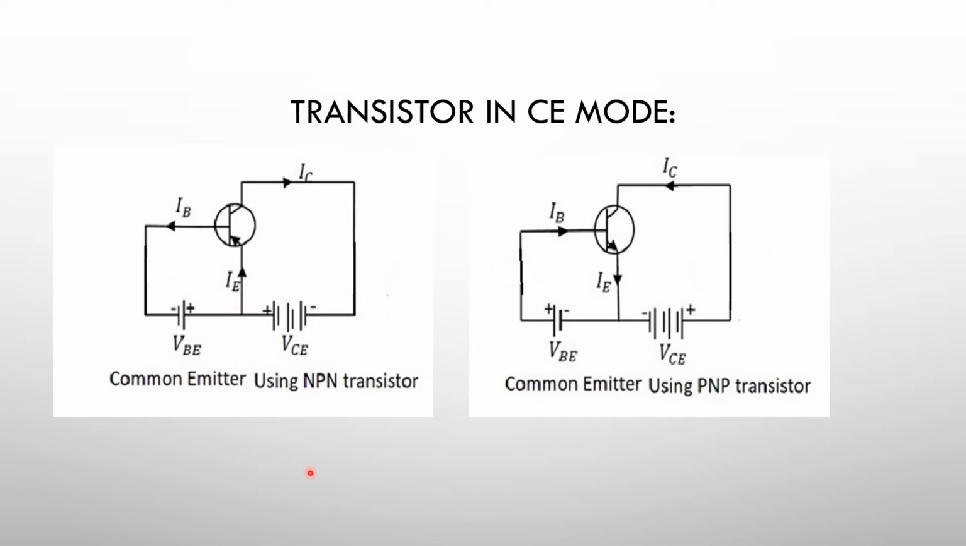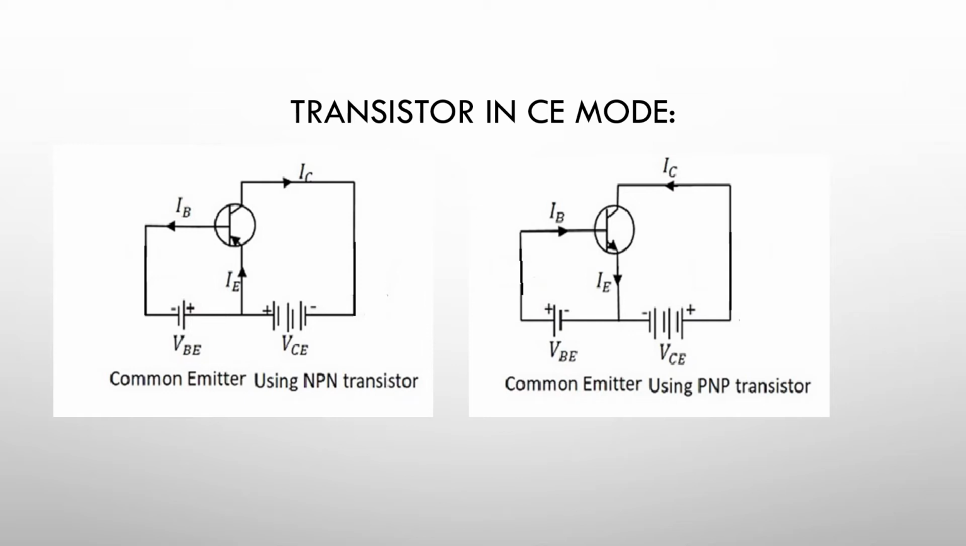In CE mode, the input and output impedance level is medium. So the current gain and voltage gain are also medium. However, the power gain is high. And to understand the behavior of the CE mode, we are going to study the input and output characteristics.